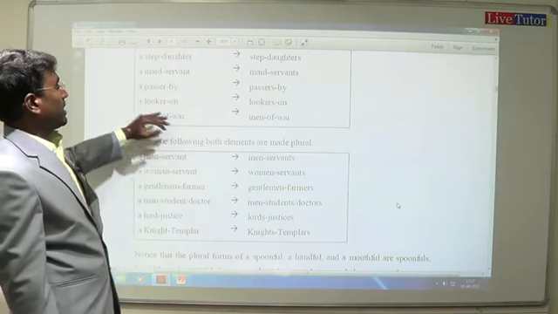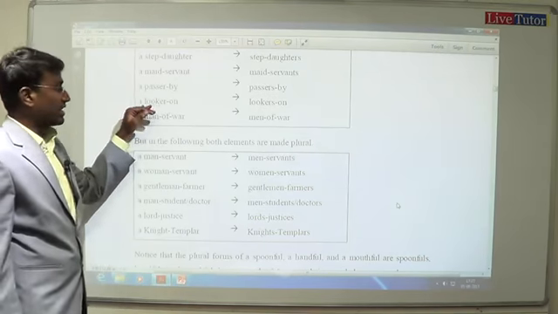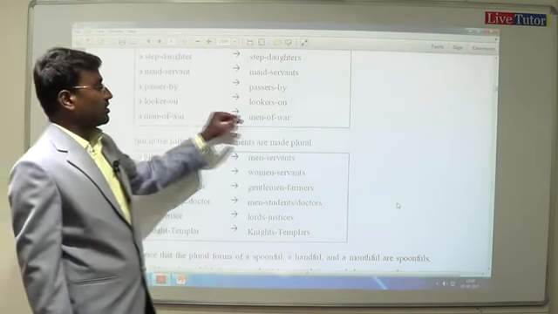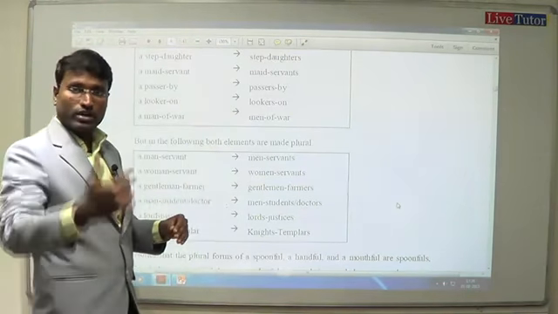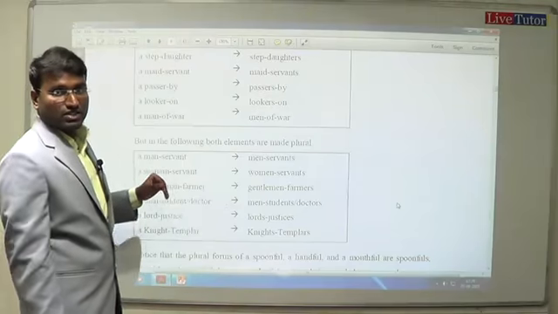Next, passer-by, and a few examples are given here. You see, a looker on, lookers on. Those who look are called lookers. See, you are all looking at the slides.